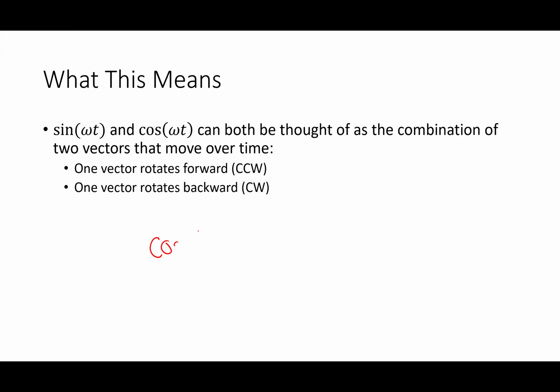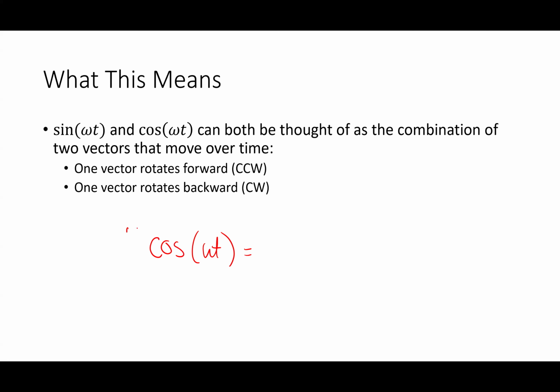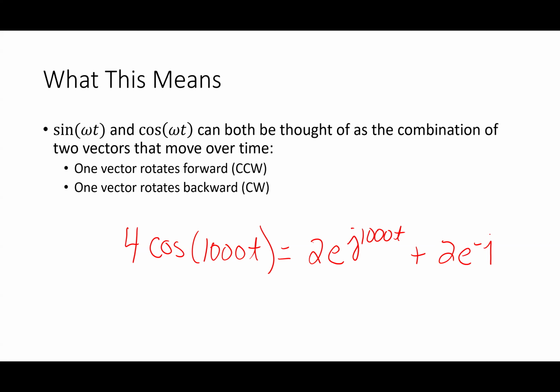If I have cosine omega t, I can think of that thing as, how did I do this? Let's say I have this guy, 4 cosine 1000 t. Using that relationship, I can write this as 2 e to the j 1000 t plus 2 times e to the negative j 1000 t. All right, now, e to the j 1000 t.